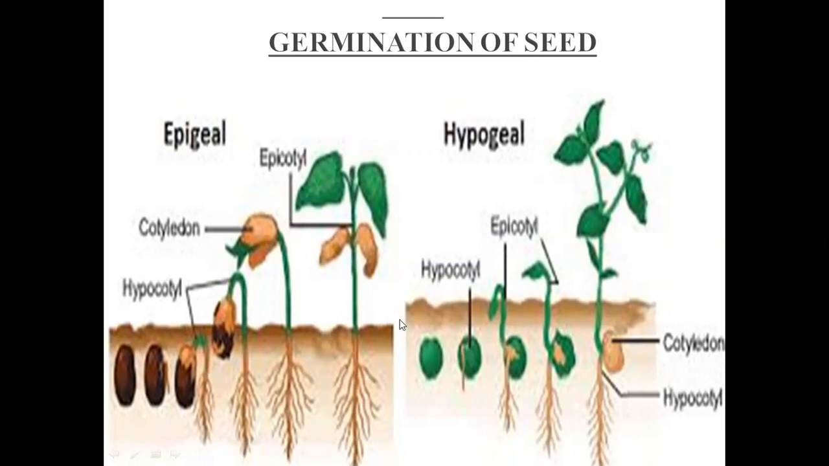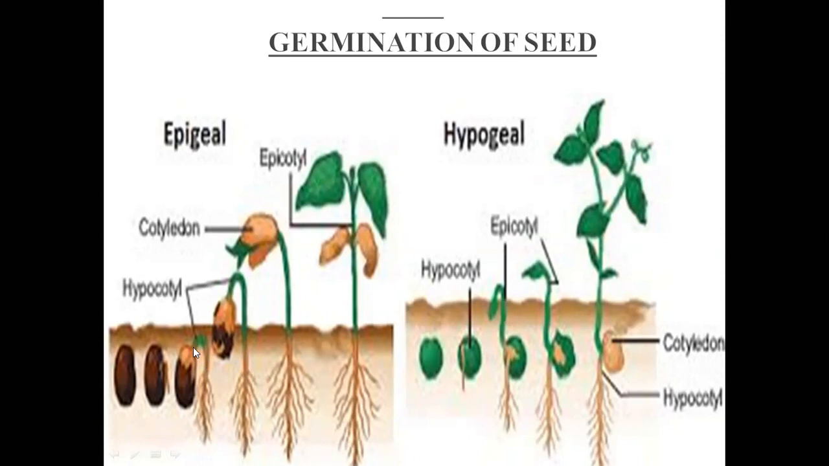Now, what point will elongate? The epicotyl. Epicotyl was the above part of the cotyledon, right? Here you can see this is the cotyledon part and this is the above part of the cotyledon. This is called the epicotyl, the upper part.